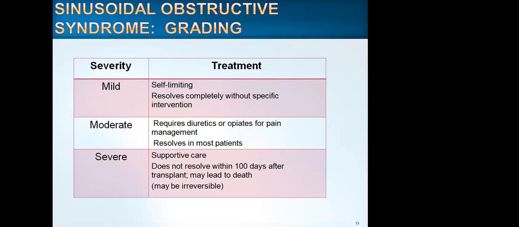And grading: if you want to say mild, it means self-limited, resolves completely without any specific intervention. Generally, if you start fluid restriction, I think that will clear the mild one. Moderate sometimes requires diuretics and pain management, and resolves in most patients. In severe cases, supportive care is important and it does not resolve within 100 days. Transplant may be needed, and in severe cases sometimes we may lose the patient also.